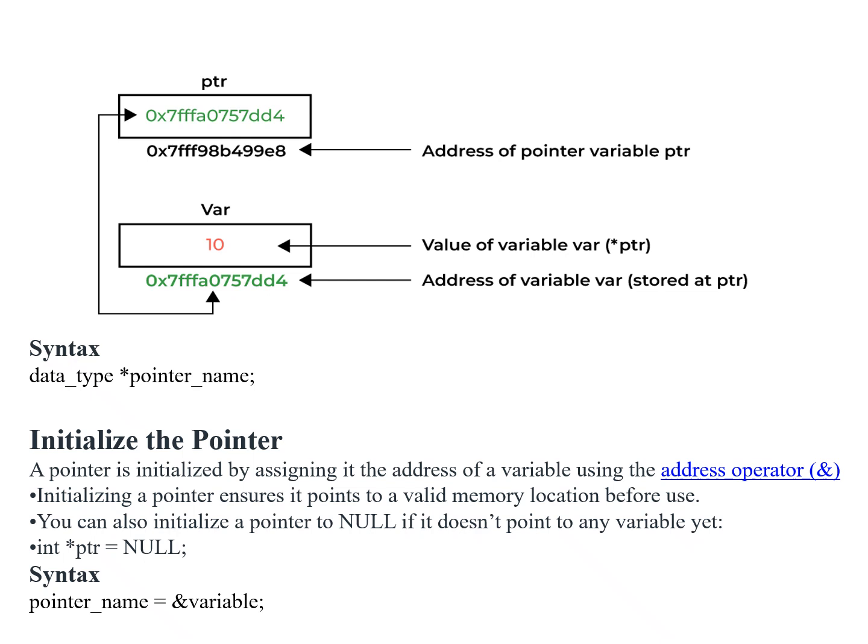How do we initialize a pointer? A pointer is initialized by assigning it the address of a variable using the address operator, that is the ampersand operator. Initializing pointers ensures they hold valid memory locations for use. You can also initialize a pointer to NULL if it does not point to any variable yet: int asterisk ptr is equal to NULL. NULL means nothing; it is a keyword.